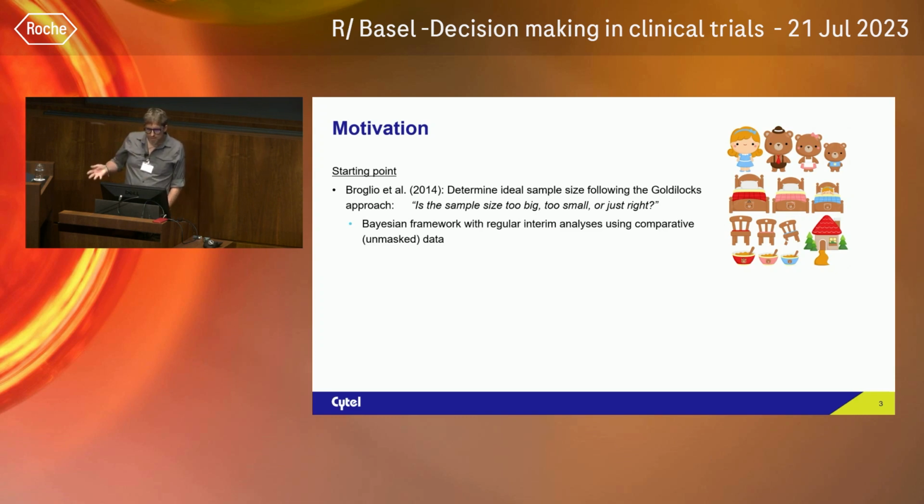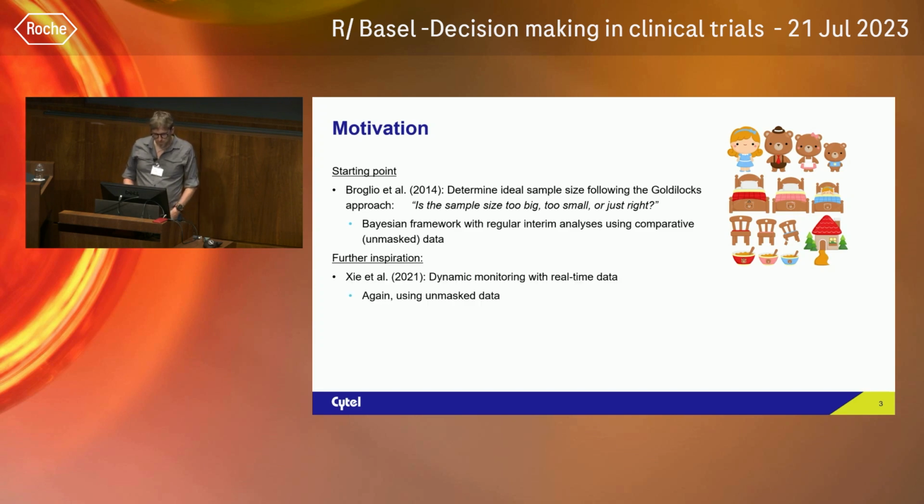So in clinical trials, this is constantly asking: is the sample size too big, too small, or just right? By using a Bayesian framework and regular interim analysis, assessing the probability of success for the end of the trial. So this uses unmasked data. Further inspiration we took from a publication from Xi and colleagues who proposed a dynamic monitoring with real-time data. And this again uses unmasked data.